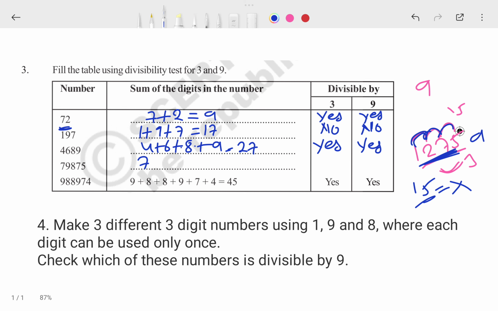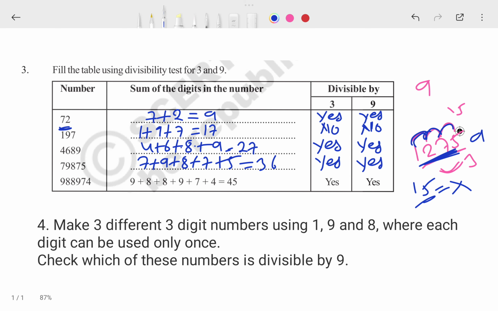This one, 7 plus 9 plus 8 plus 7 plus 5. Now add this. 7 plus 9 is 16, 16 plus 8 is 24, 24 plus 7 is 31, 31 plus 5 is 36. In the 3 table, is 36 there? Yes, it is there, 12 times. Also 3 plus 6 is 9 only, and 9 is in the 3 table. In the 9 table, is 36 there? Yes, it is there. Okay?